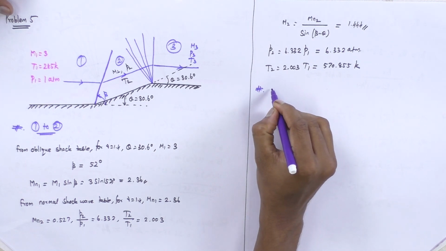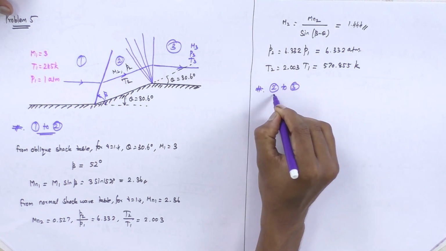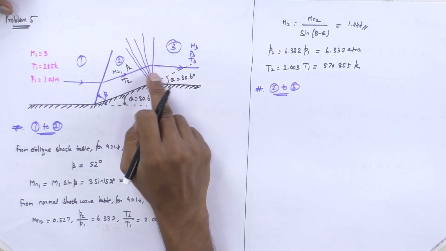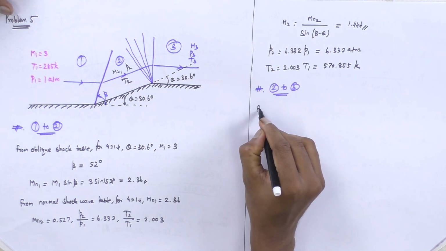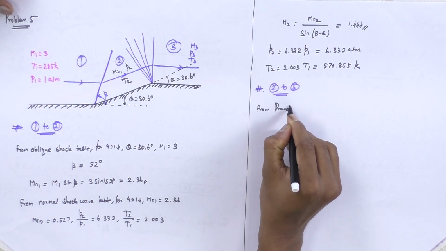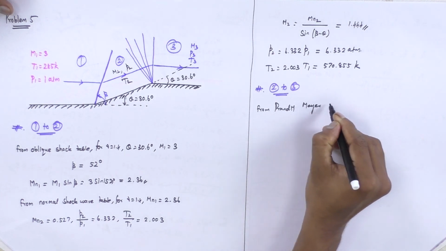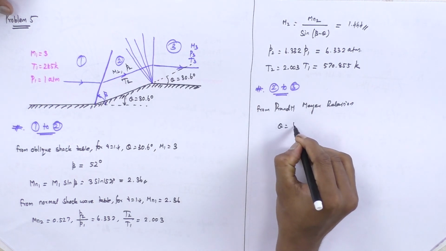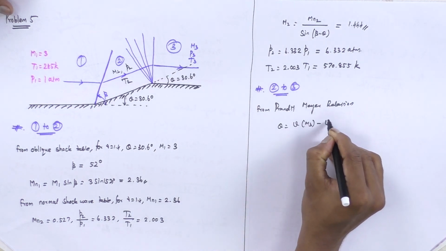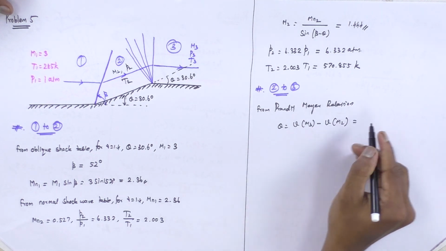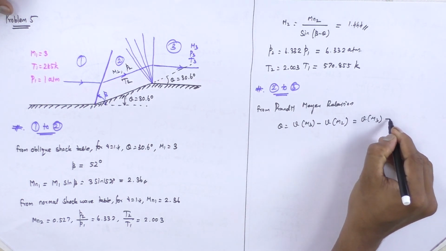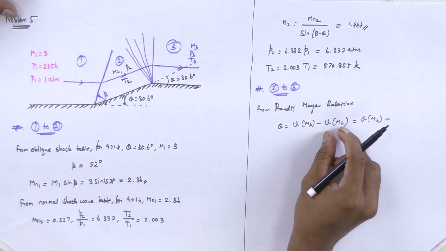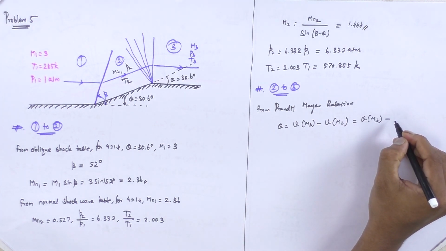Now let us consider the flow from region 2 to region 3. Here we need to use the Prandtl-Meyer relation because we have an expansion fan here. From the Prandtl-Meyer relation, we know that this expanding angle theta will be equal to the Prandtl-Meyer function of M3 minus the Prandtl-Meyer function of M2. From the gas table, you can refer to the Prandtl-Meyer function corresponding to Mach number 2, so M2.